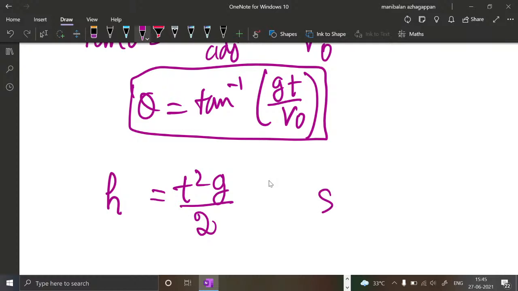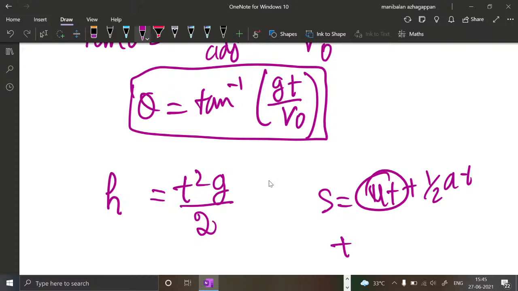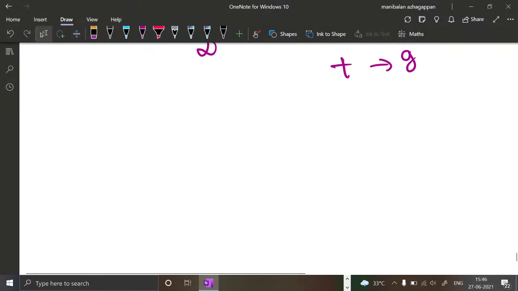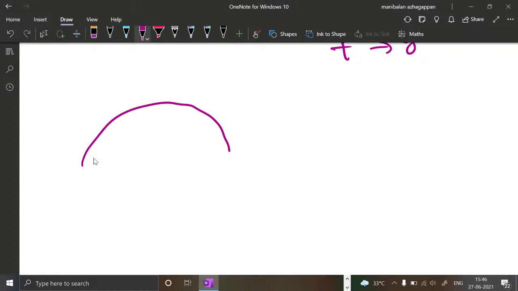So s is equal to ut plus half at square. The same equation. U is 0, which means you will get h is equal to t square g by 2. T is the time, g is the gravity. So you can substitute this, and you can get the height of the building also. This equation is only applicable in horizontal projectile motion. Next we are going to do full projectile motion.